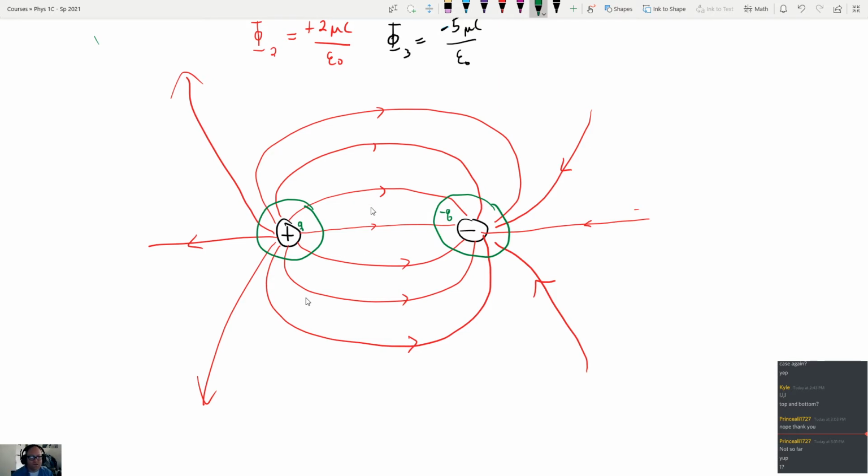So as complicated as those field lines are, we still know the answer of what the total flux is through any surface that we draw. It's one of the most powerful things about Gauss's law.